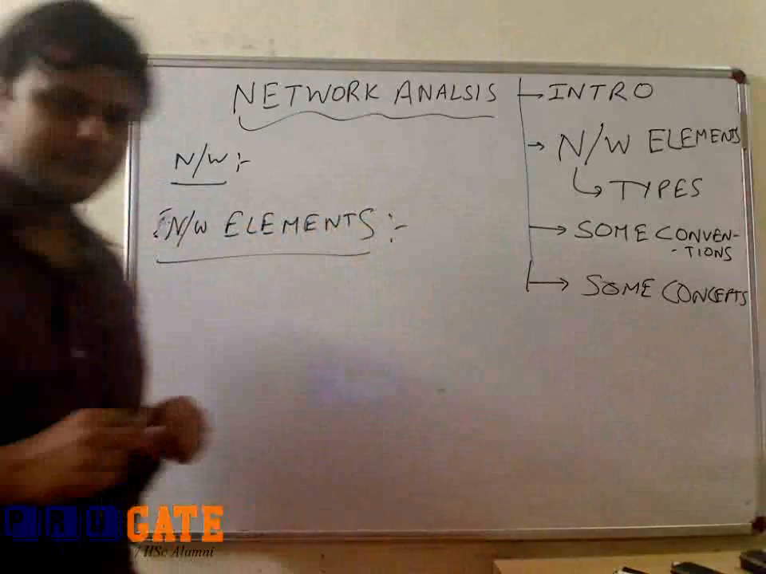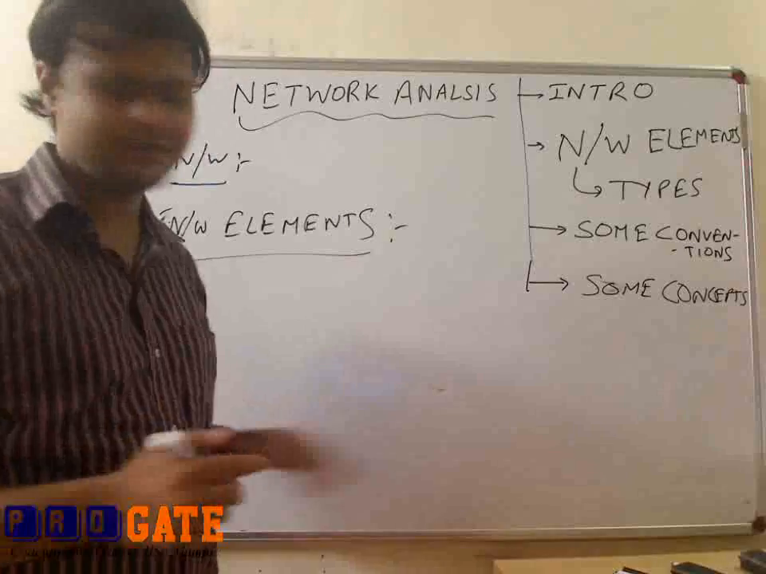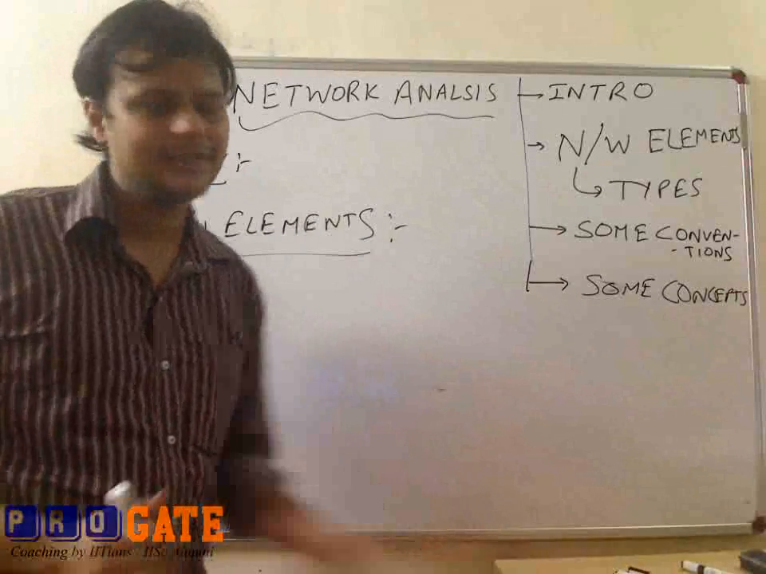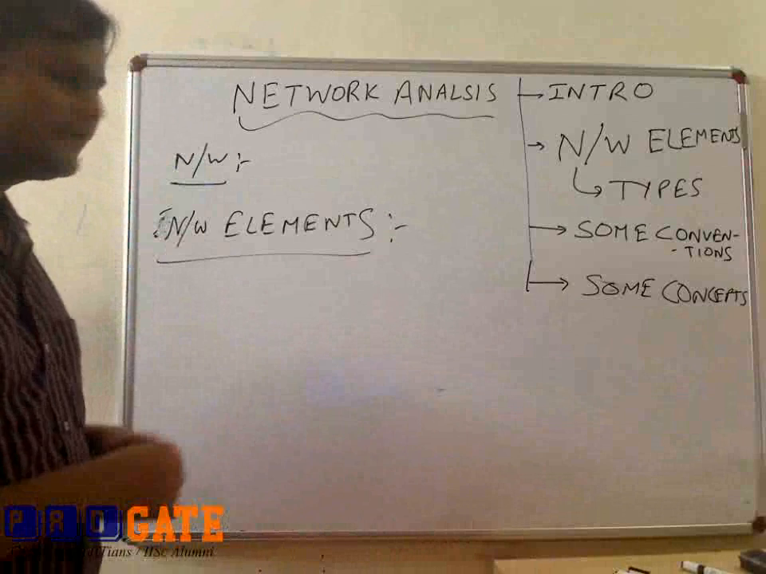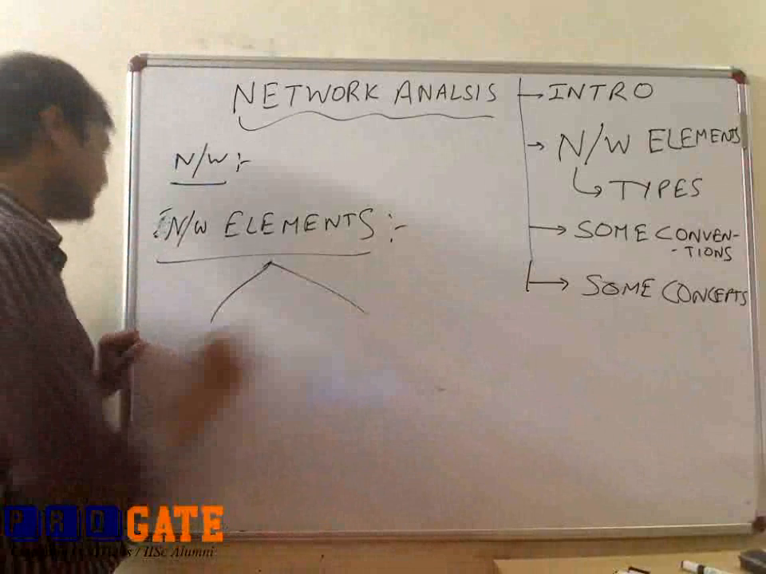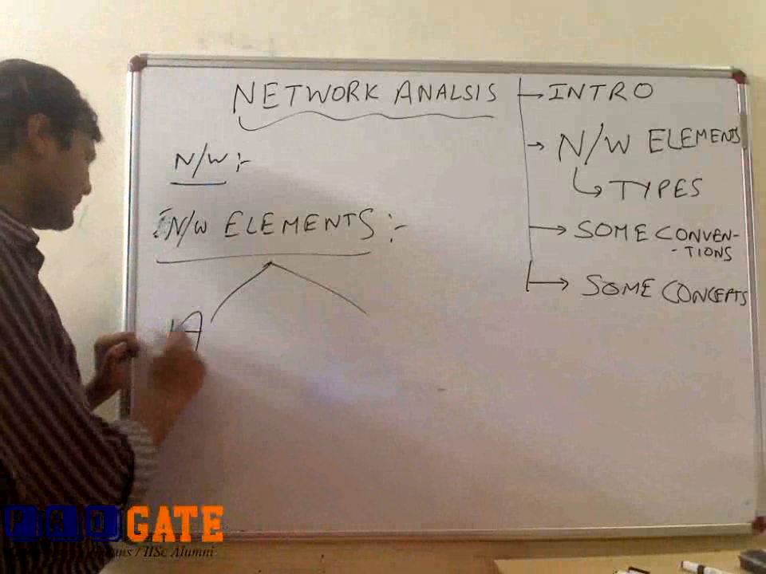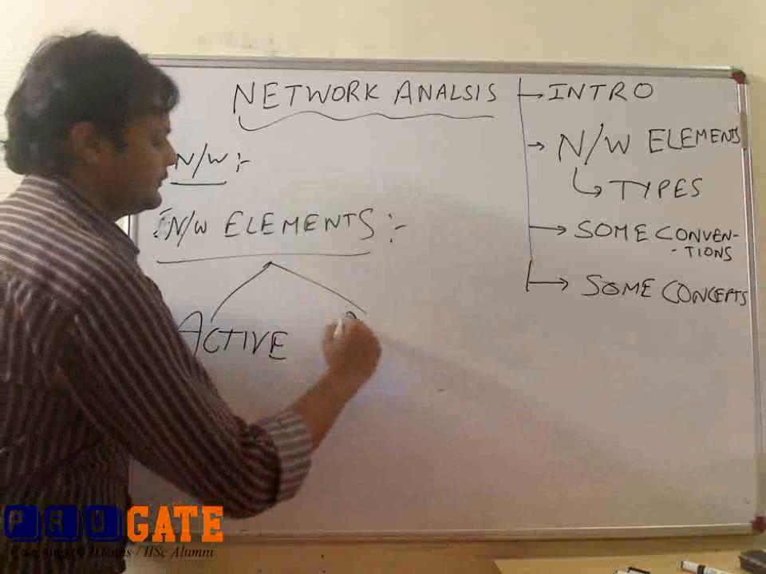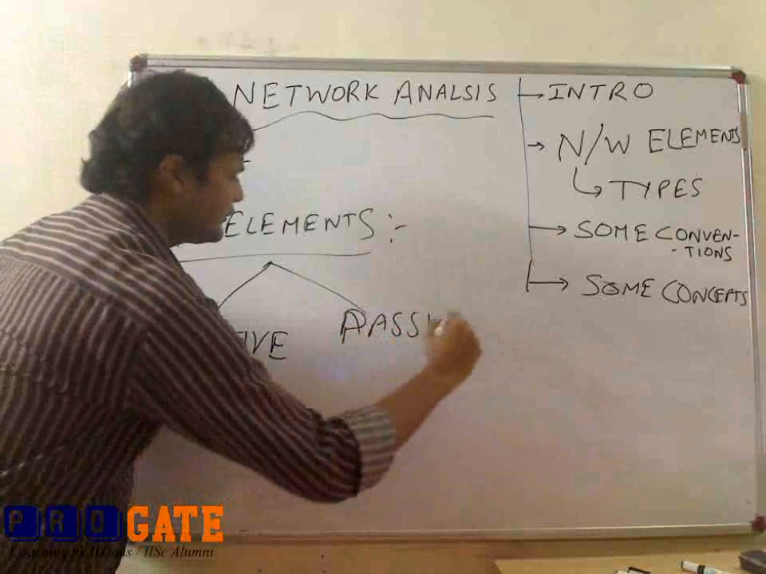The elements which one can use in the network follow some laws in the network, and these are called network elements. We can say that these are of two types: active elements and passive elements. This is a very broad classification of network elements.